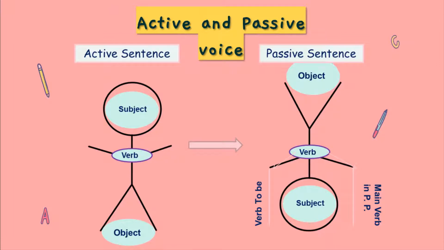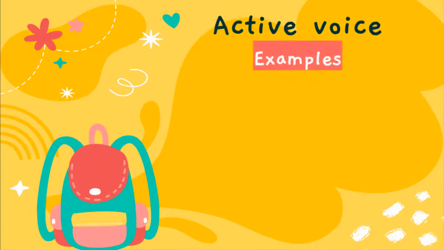The active voice: when the subject of a sentence performs the verb's action, we say that the sentence is in the active voice. Sentences in the active voice have a strong, direct, and clear tone. Here are some short and straightforward examples of active voice.